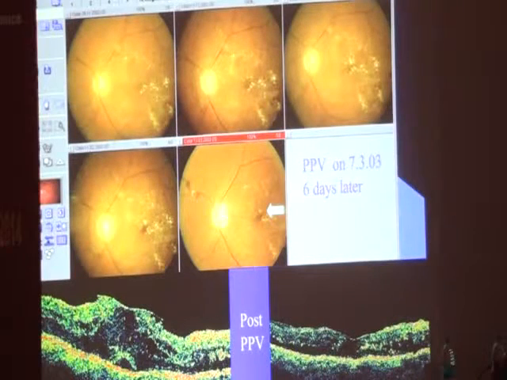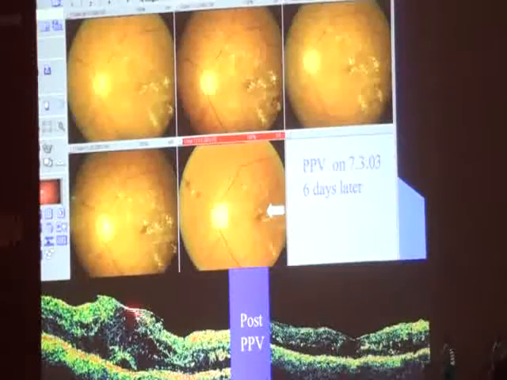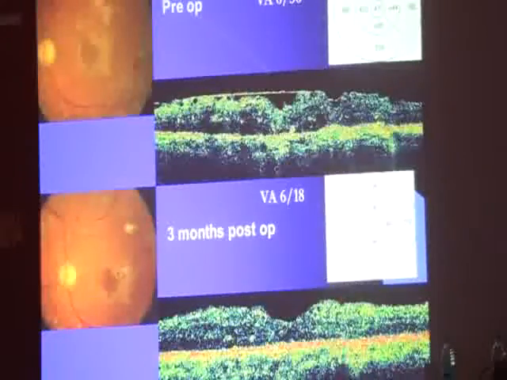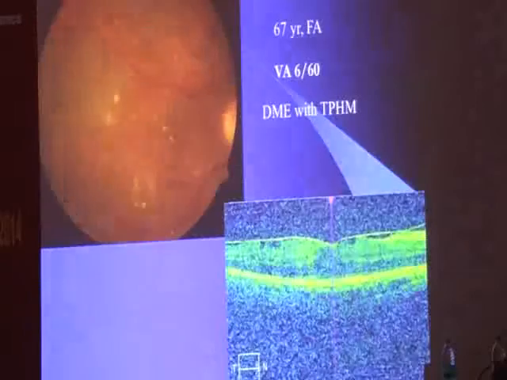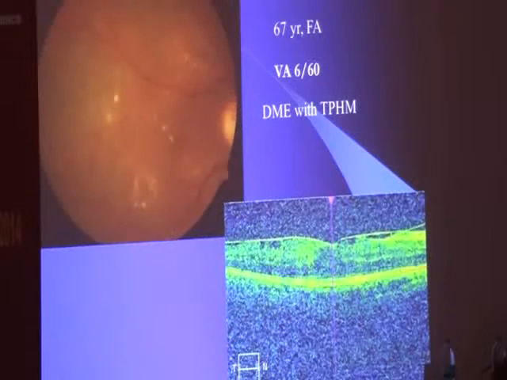This is way back, a case done in 2003. You can see there, and just in 6 days, everything goes down. And this is also the same, I think, done the same year. There's a thick ERM here and pars plana vitrectomy, and these are all time domain pictures here. And of course, this is the case which I'm going to show you a small video clip.